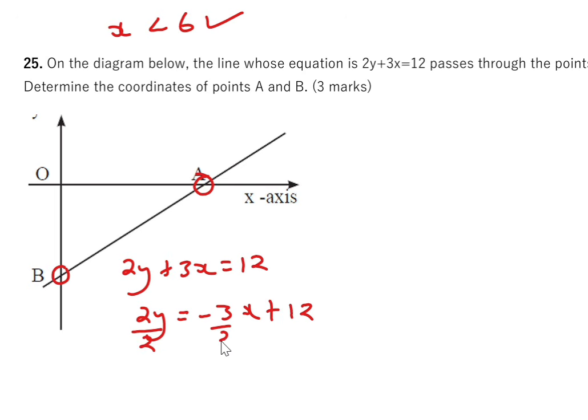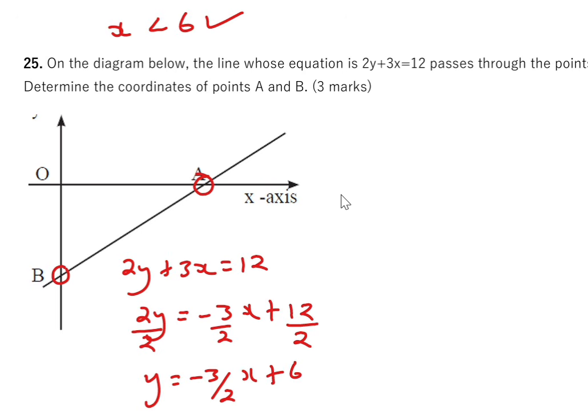Divide by 2 here. Divide everything by 2. I can see that my equation of this line is y equals negative 3 over 2 x plus 12 divided by 2 is 6.